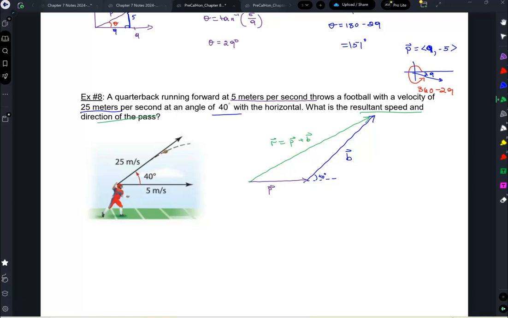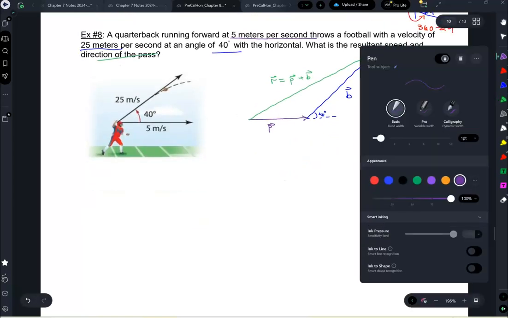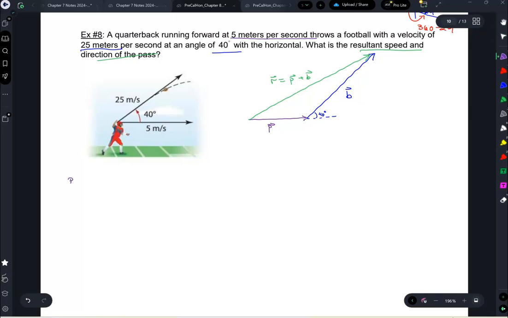So what we have to do is the following. We have to write down the two vectors. The first vector, of the player, is the player's going in the horizontal direction at a magnitude of 5. So that vector is 5, 0. So your first step is to write the vectors in component form.